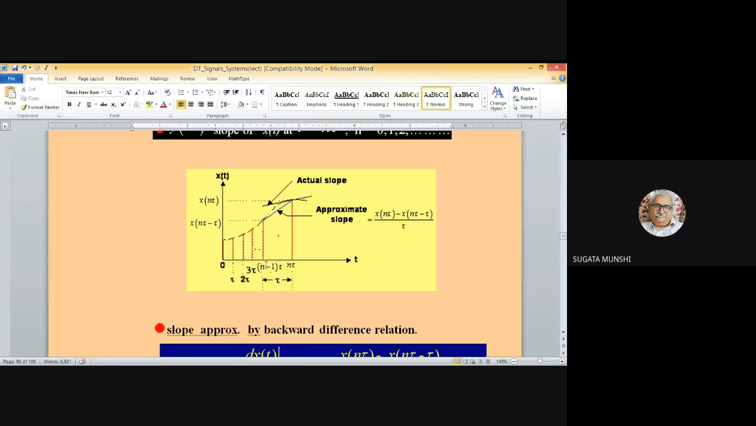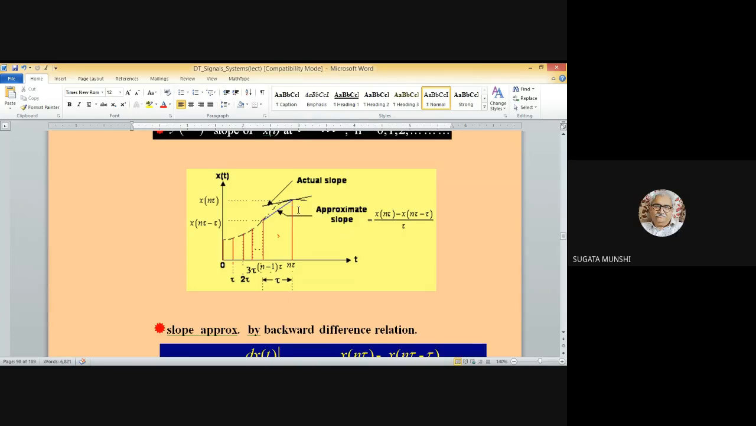So here what I have done is that I have joined the heads of two samples by a straight line, two consecutive samples, x n tau minus tau. I have exaggerated this portion, magnified. So this is x n tau, this is x n tau minus tau, this is x n tau. So what will be the slope? The actual slope can be approximated by the slope of this straight line, blue straight line. Do you agree with that? If tau is very small.